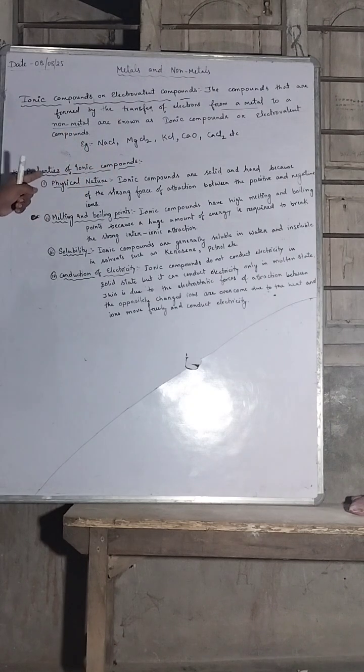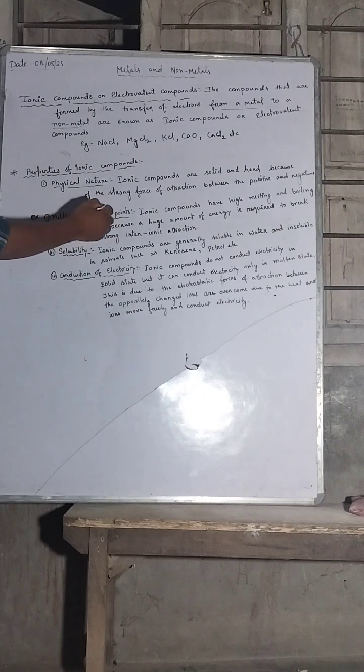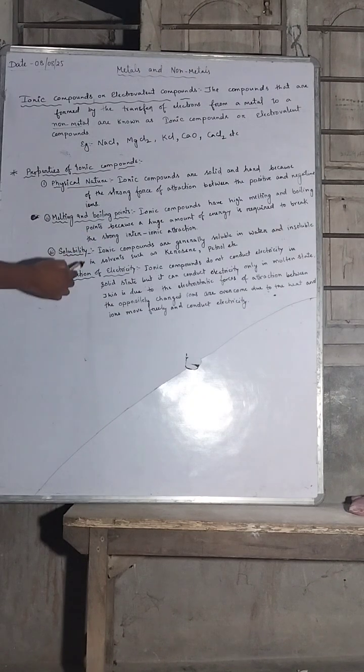The first property is about the physical nature. The second property is about the melting point and boiling point. The third property is about solubility. And the fourth property is about the conduction of electricity. So, physical nature: let us see whether ionic compounds are solid, liquid or gas.